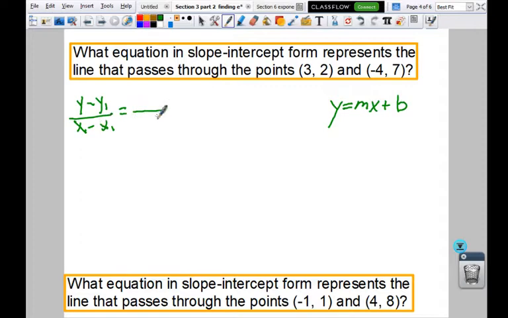Minus negative 4. That'll be on the bottom because they're x's, right? 3 minus negative 4. And then from the top, 2 minus 7 on top. All right, so we have 2 minus 7 on top, 3 minus negative 4 on the bottom. We go through and solve this, and we get negative 5 over 7. All right, plug this into Desmos, and let's see what we get.